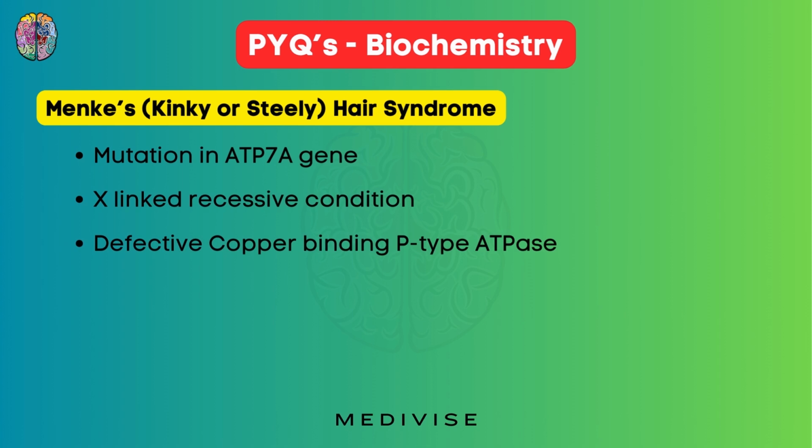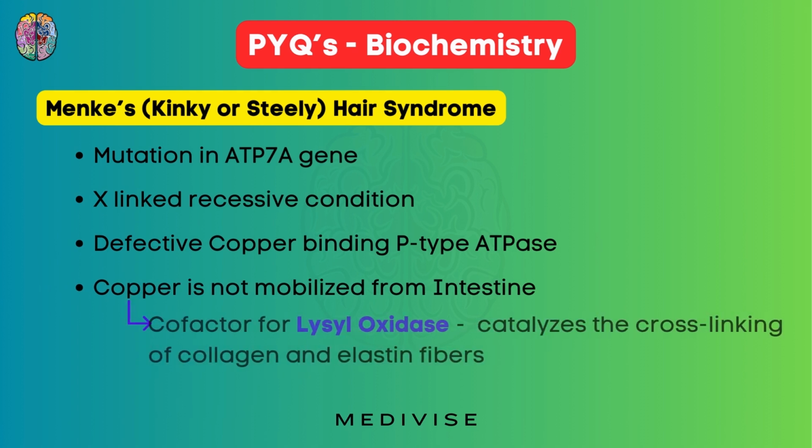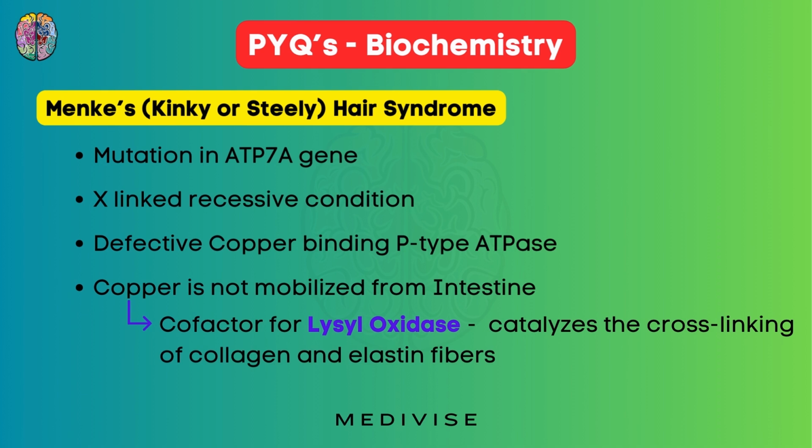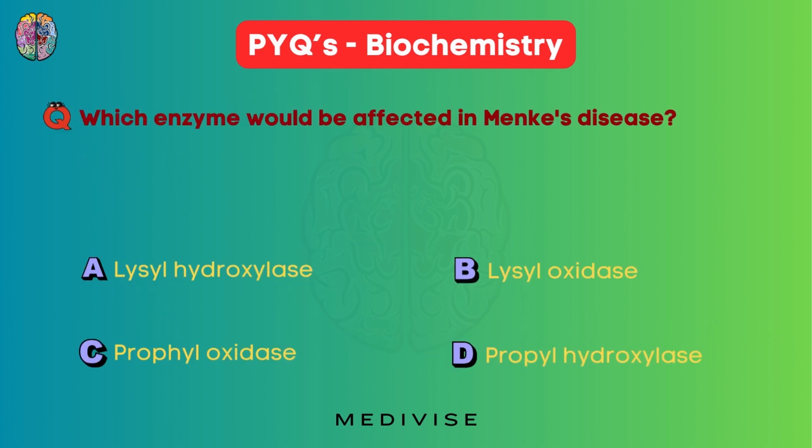Due to this defect, copper is not mobilized from the intestine, and copper is a very important cofactor for an enzyme by the name of lysyl oxidase. So if you don't have copper, you don't have this enzyme, and this enzyme helps in catalyzing the cross-linking of collagen and elastin fibers. So coming back to our question, our correct option is option B, lysyl oxidase. This is defective in Menkes disease.